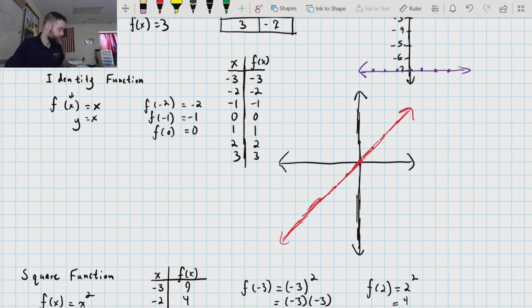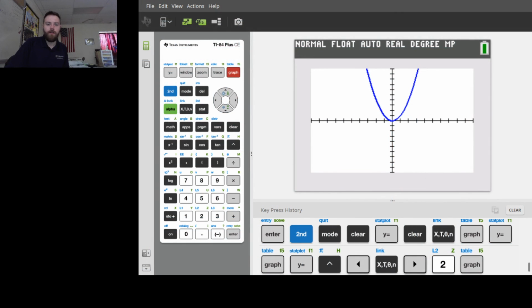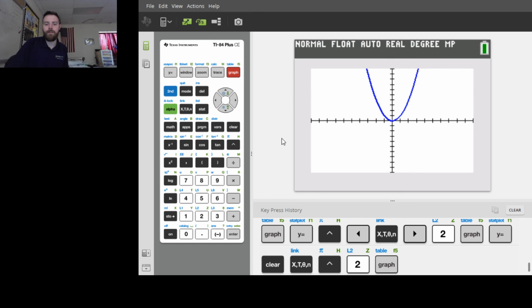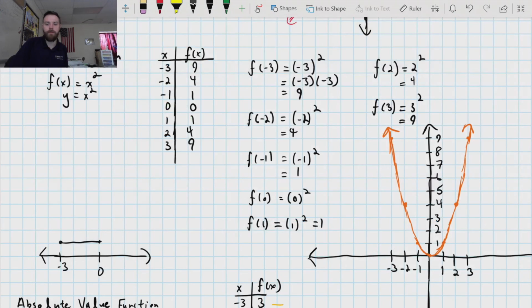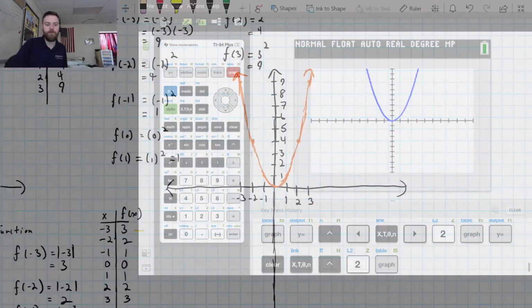So let's do x squared next. If I type in x squared, I should get exactly the same or something very, very similar, give or take some error. So if I type in x squared, I'm going to get that same graph. I want to make sure you know how to do that. So I go to y equals, clear it out, I type in x to the second power, or x squared here, and I graph it, and it gives me this function. That's roughly the same graph we have there in orange, right? Roughly the same graph.